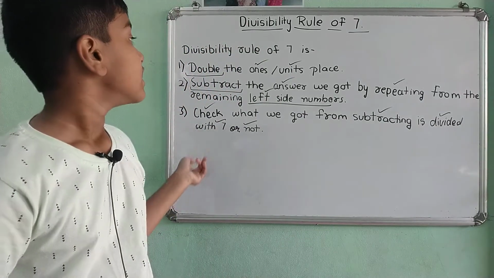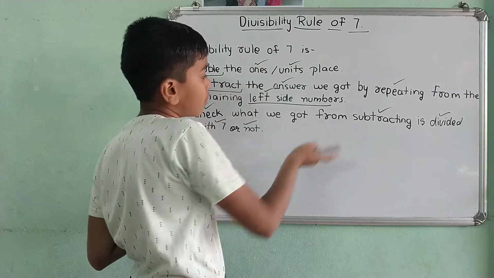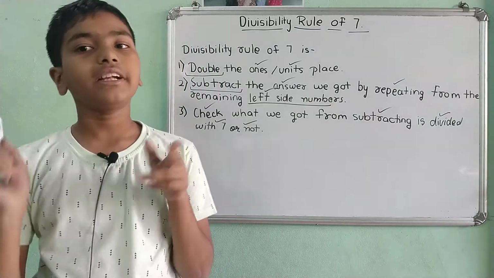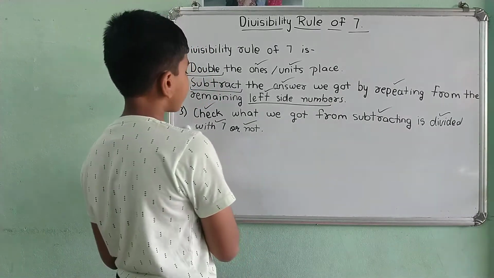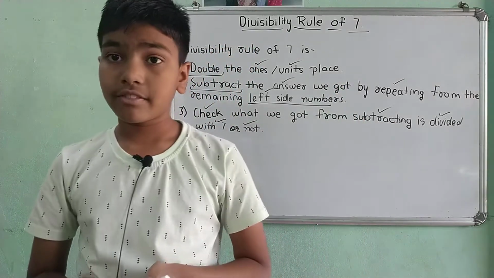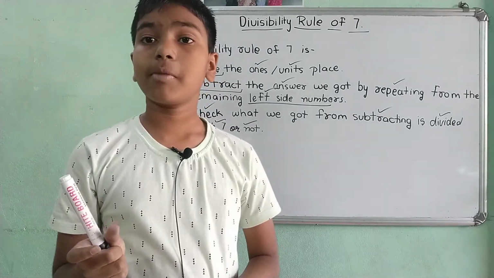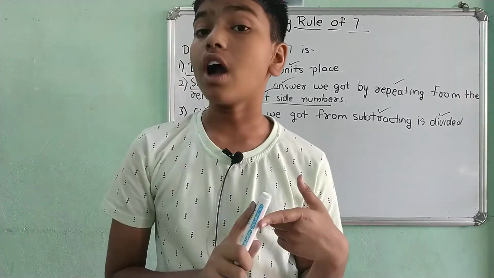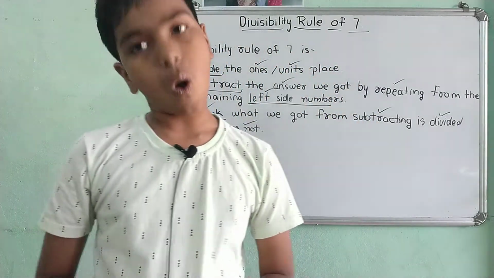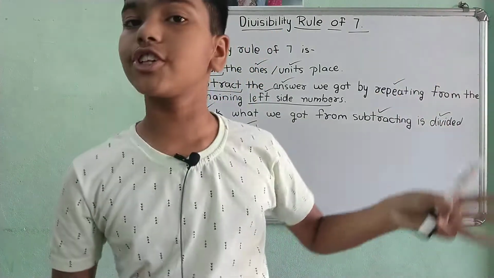What we have to do is subtract it from the remaining numbers, or the left side numbers. I described it in both ways. Now the third point is to check whether what we got from subtracting is divisible by 7 or not. If it is not, then the whole complete number we started with is not divisible by 7 at all. Now let's see some examples and then we will understand these 3 points really quickly.